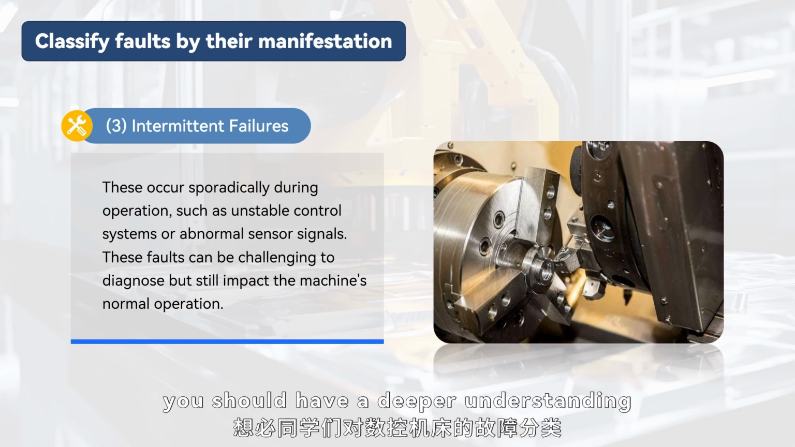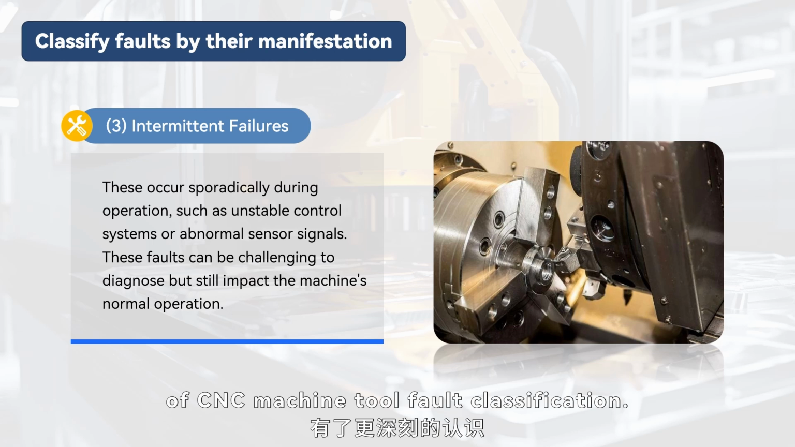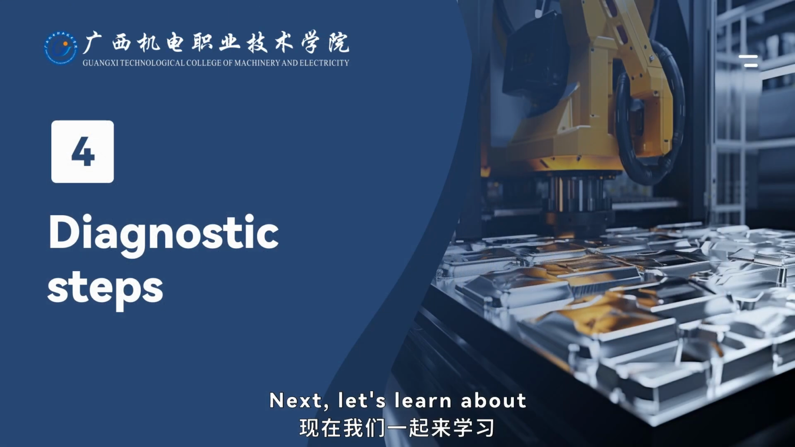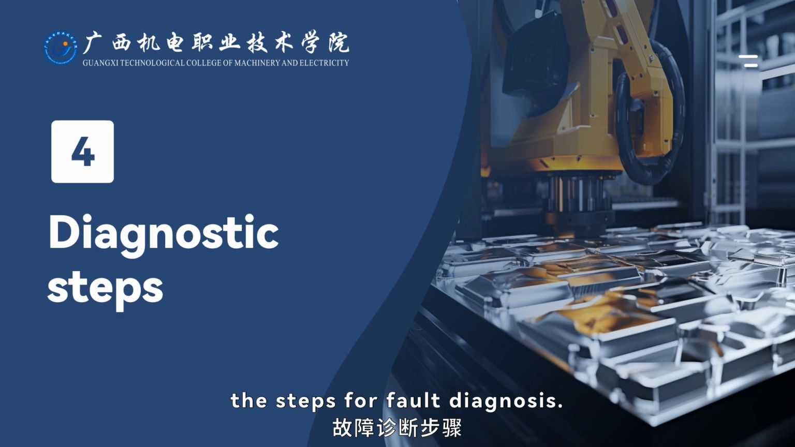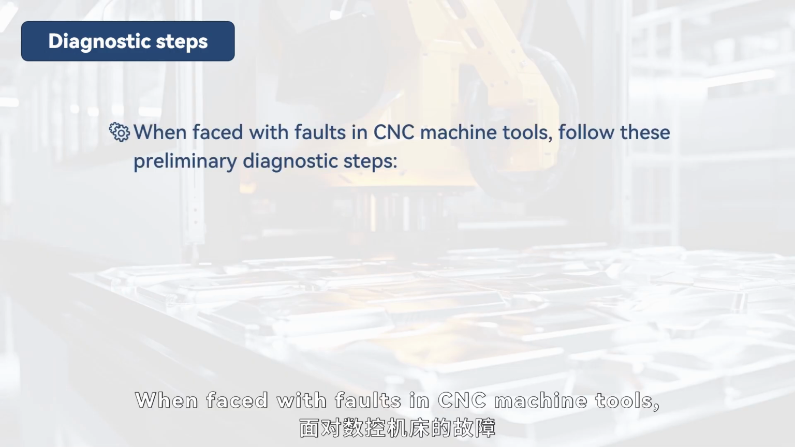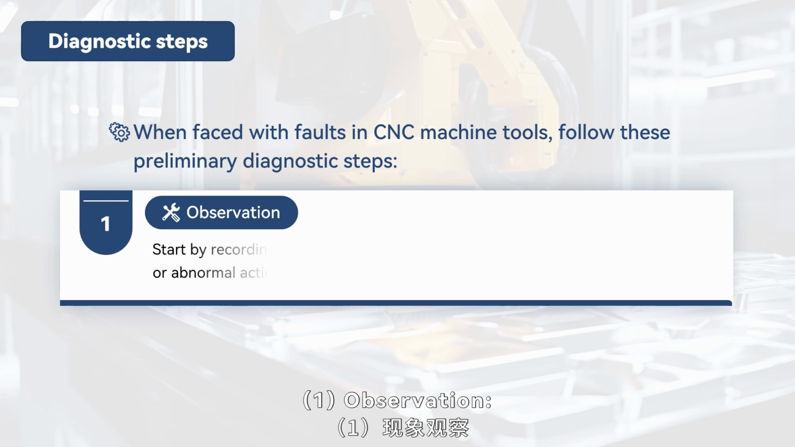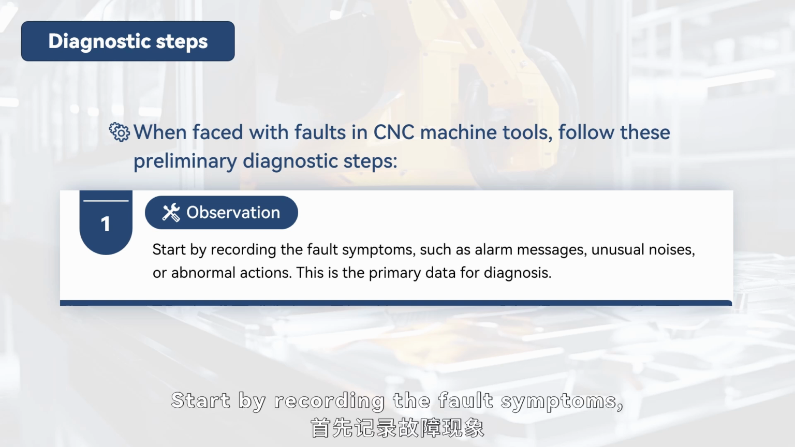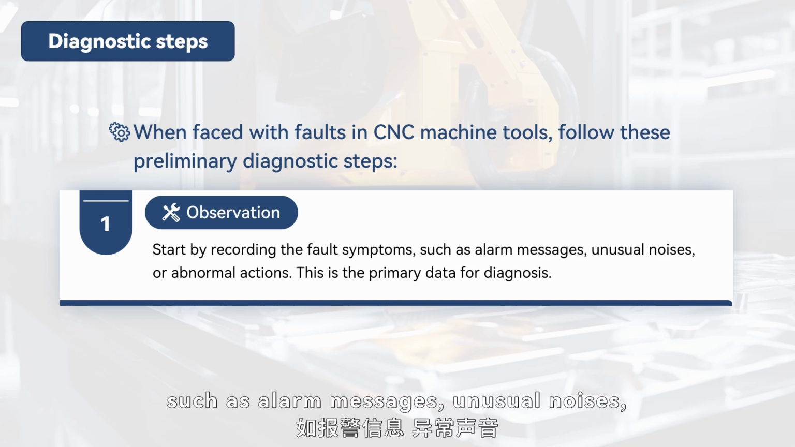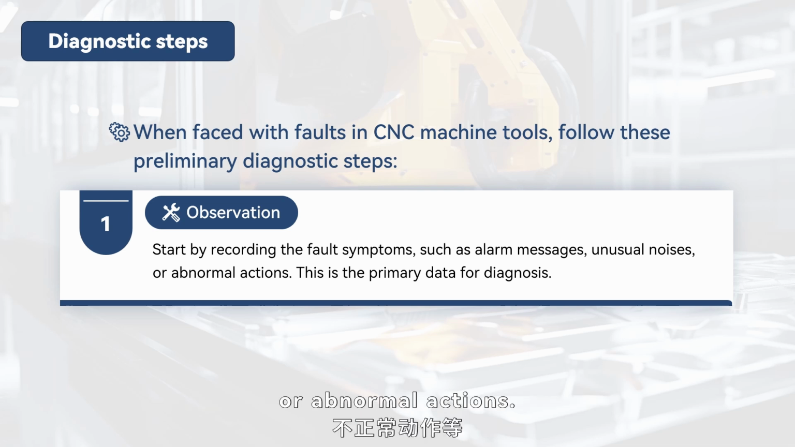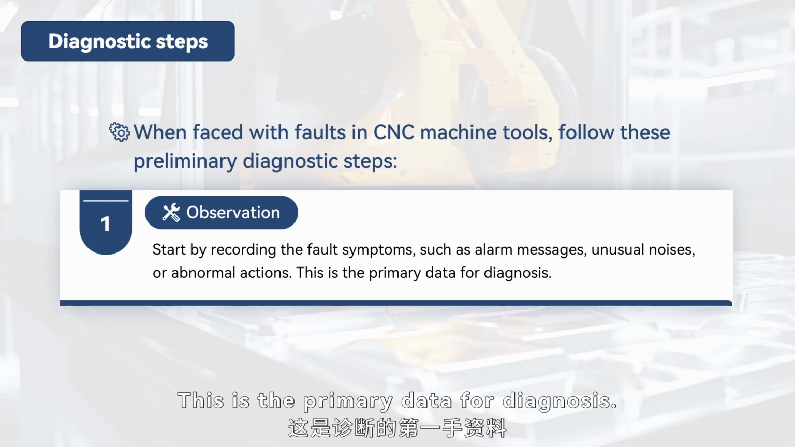By now, you should have a deeper understanding of CNC machine tool fault classification. Next, let's learn about the steps for fault diagnosis. When faced with faults in CNC machine tools, follow these preliminary diagnostic steps. 1. Observation. Start by recording the fault symptoms, such as alarm messages, unusual noises, or abnormal actions. This is the primary data for diagnosis.